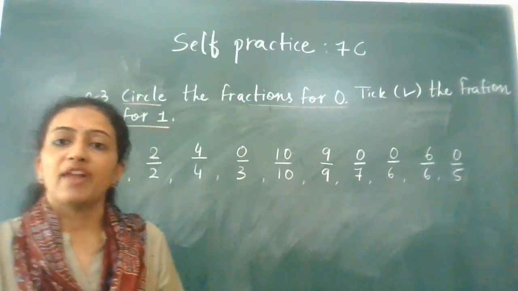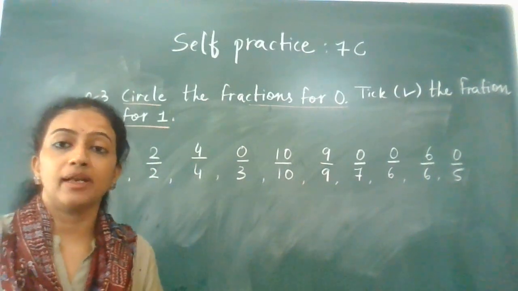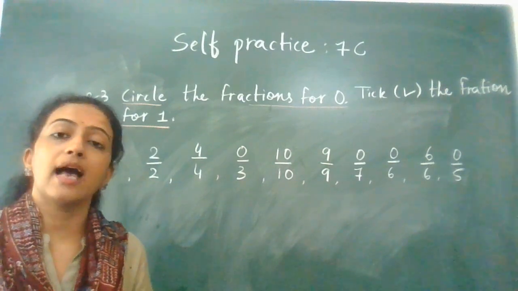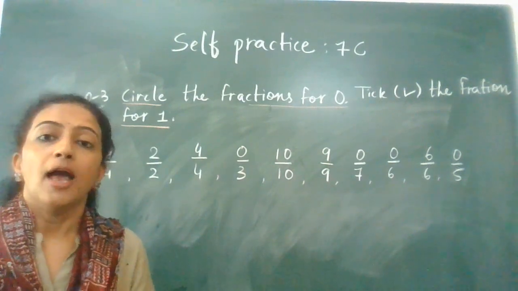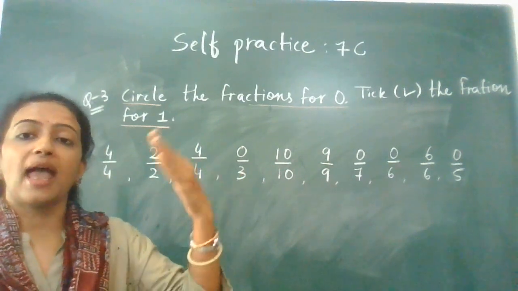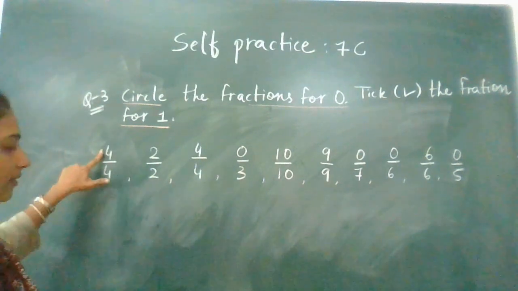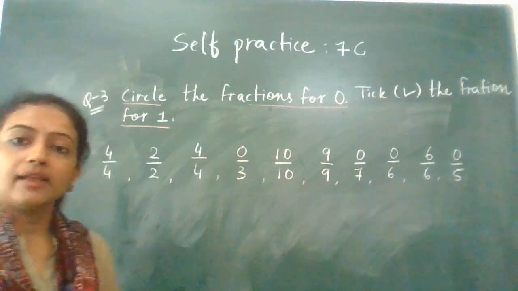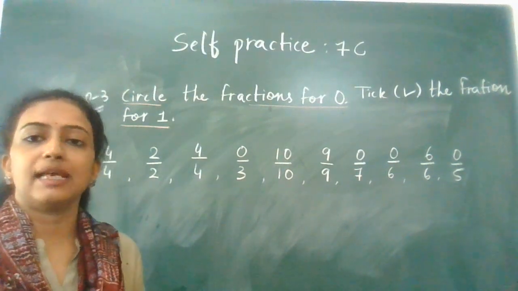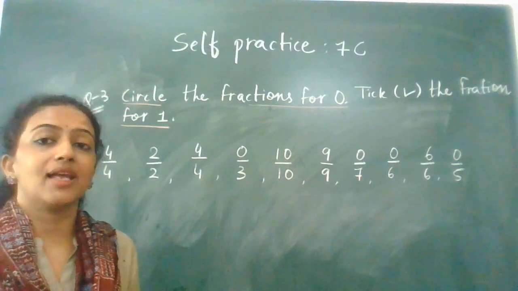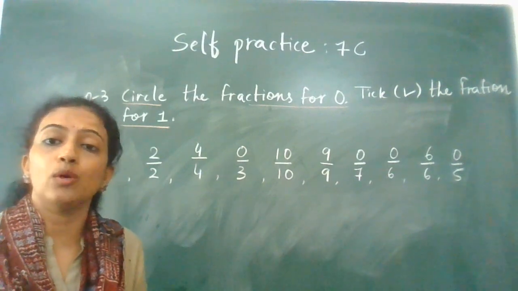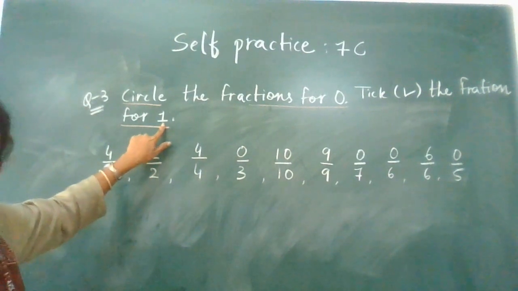We all know the fractions with the same numerator and denominator are equal to 1. Means when the numerator and denominator, both numbers, are the same like this, then that fraction represents one whole, or you can say that fraction is equal to 1.